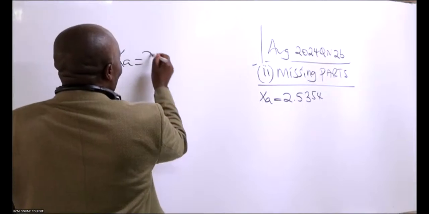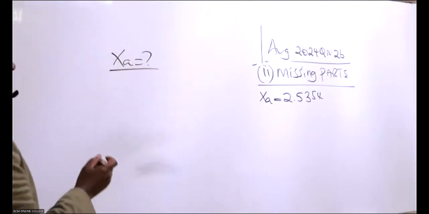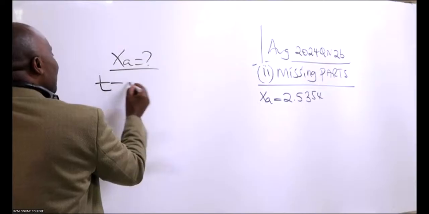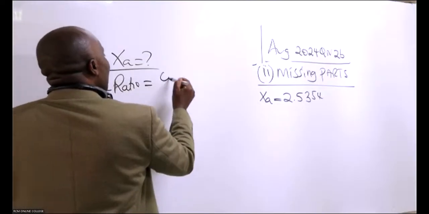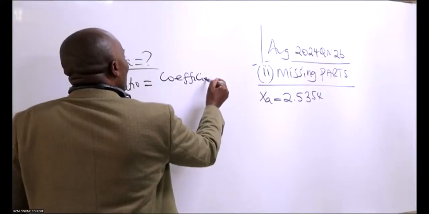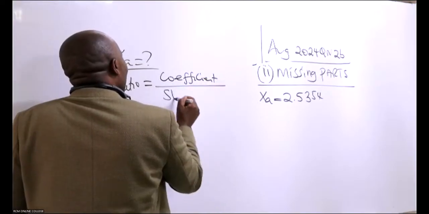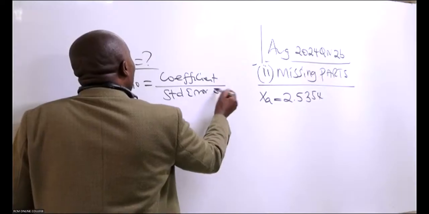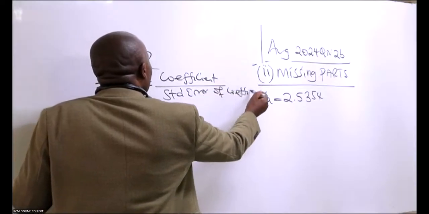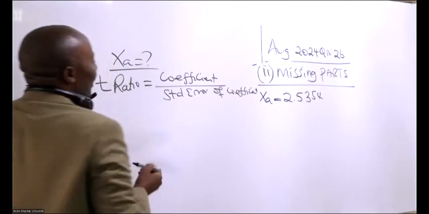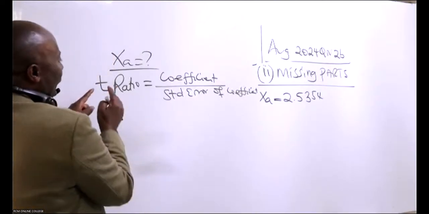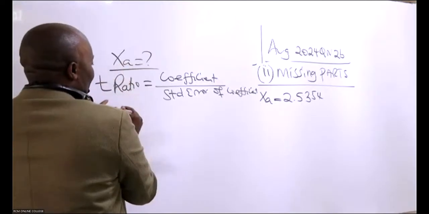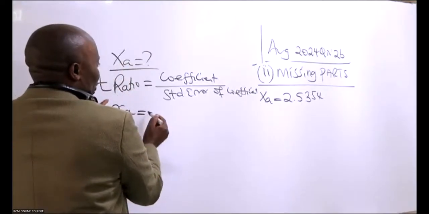Thank you so much. So they want us to give them XA. And they're telling me that this XA is the T ratio, which is coefficient over what here, somebody? Standard error of the coefficient, isn't it? So remember, XA is T ratio here. So I'll come and write XA equals.